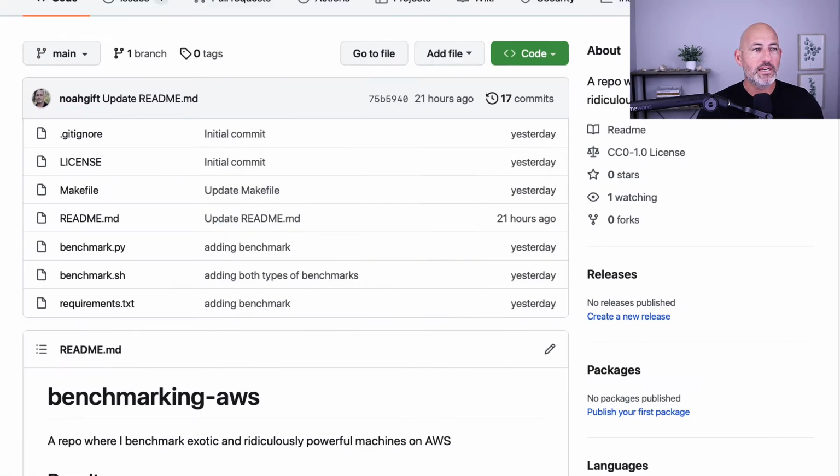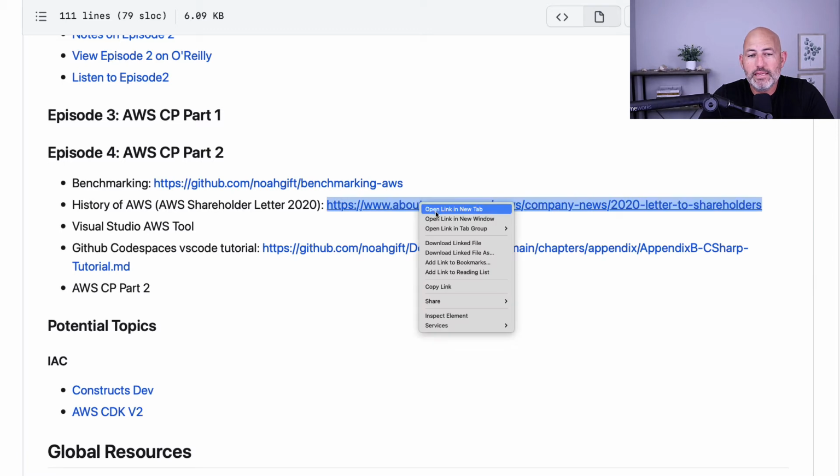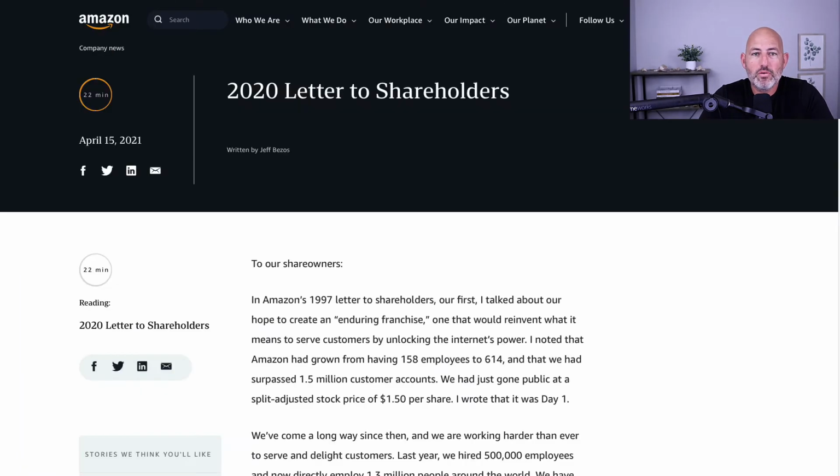Okay, so the next thing that I was going to take a look at here was the history of AWS. So one of the things I'm writing in the AWS C# book is a section that talks a little bit about why you care about AWS, what's the reason for using AWS. And one of the ways that I'm going to explain this is I'm going to talk about the shareholder letter.